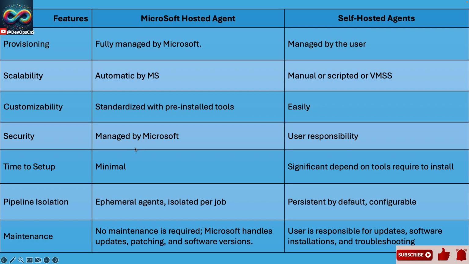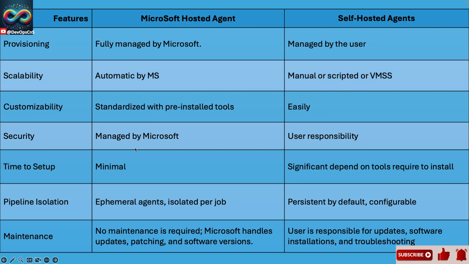Next is pipeline isolation. Microsoft hosted agents are ephemeral and each agent is isolated per job, whereas self-hosted agents depend upon your configuration and are persistent in nature. Last but not the least, the next important feature is maintenance. Microsoft is responsible for Microsoft hosted agents, for all the patching and upgrades. Whereas for self-hosted agents, the user is responsible for all upgrades, patches and installation.